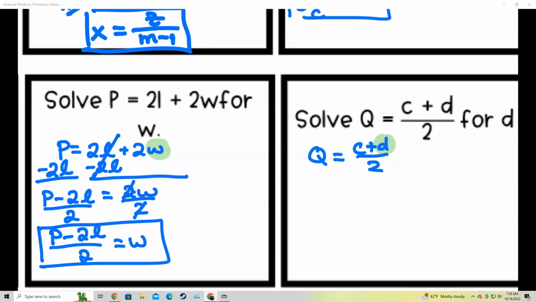Now, the other way you can think of this is reverse order of operations, which means if you were to plug in numbers here, what would you do first? Well, I would add these numbers and then divide by 2. Okay, well, we're going to do reverse order of operations. So at the very end, it said divide by 2, so I need to get rid of this divide by 2 because that's the last thing I did. Okay, how do I get rid of a divide by 2? I multiply both sides by 2.